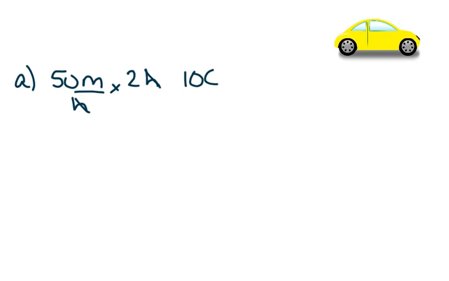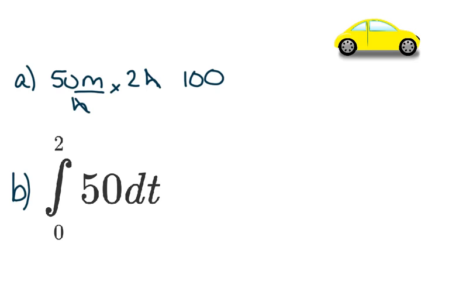So I have a little car here that travels 50 miles an hour for 2 hours. How far does it travel? Well, you should know by part A that 50 miles an hour for 2 hours would be 100 miles. Pretty logical, I think. Now part B asks you to evaluate from 0 to 2 of 50 dt.